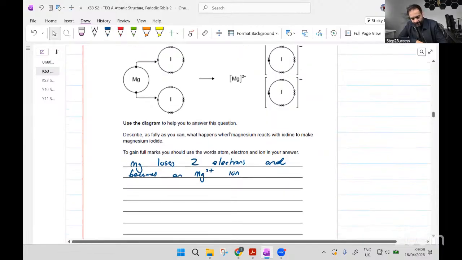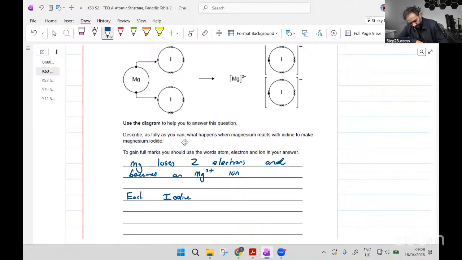And then you would want to say that each iodine, there's two of them. It's very hard to see this, but they have gained an electron each there. That little dot wasn't there before, because it has gone from the magnesium. Then it becomes this one minus ion, which we write as an I minus ion.